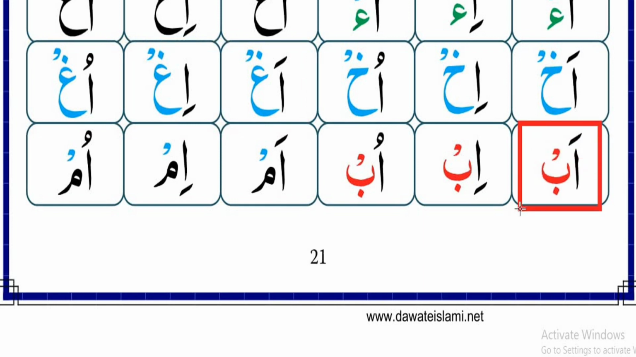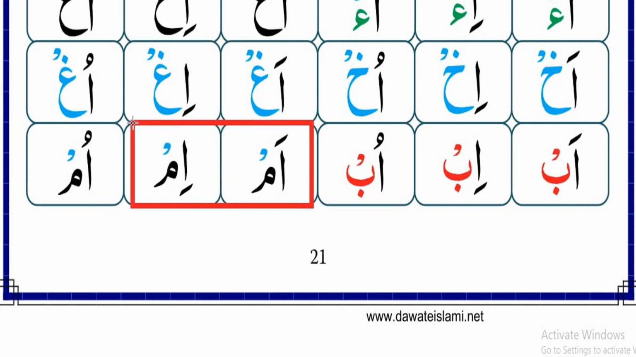Hamza Ba Fatha, ab. Hamza Ba Kasra, ib. Hamza Ba Dhamma, ub. So that's another qalqala letter, ba, so the sound would be ab, ib, ub. And this one is Hamza Mim Fatha, am. Hamza Mim Kasra, im. Hamza Mim Dhamma, um.